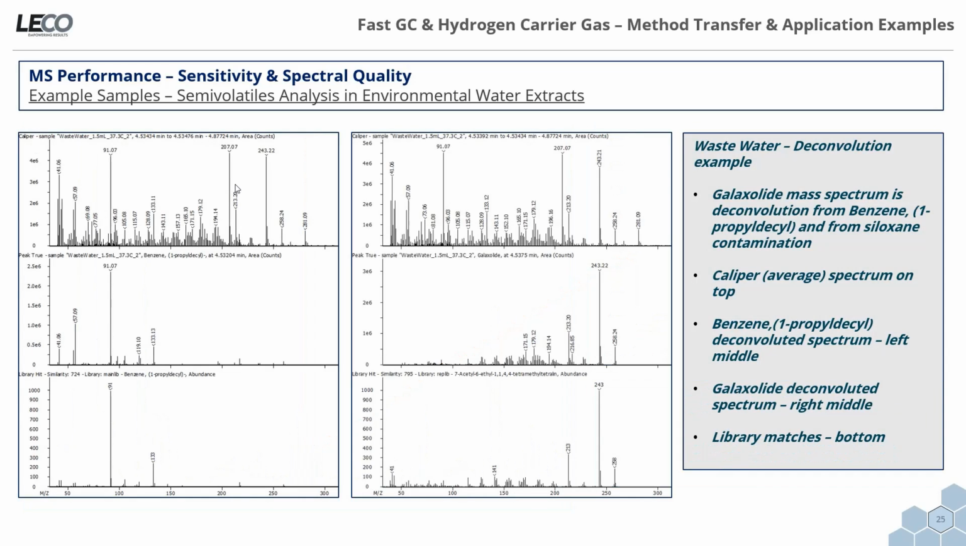You can see here that the caliper spectra is very, very complex. And this is a good example of deconvolution. On the left, you can see the alkyl benzene species, which is nicely extracted by automated deconvolution. On the right-hand side, galaxolide. In both cases, you have a nice spectral match with the library. In both cases, it's over 70%.